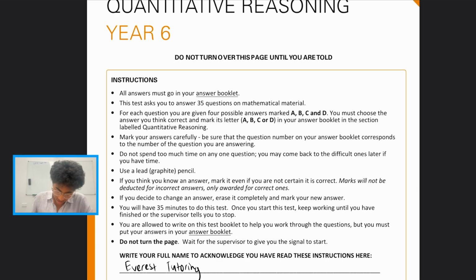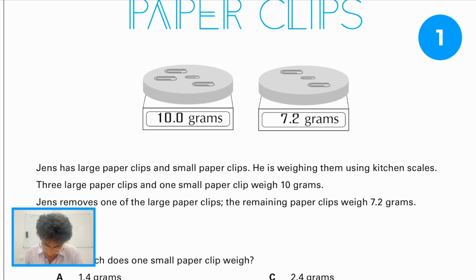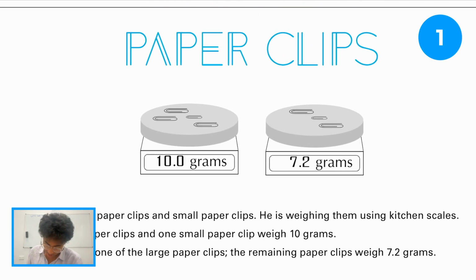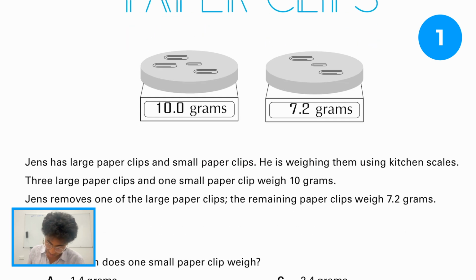All right, let's begin. So Jens has large paper clips and small paper clips. He is weighing them using kitchen scales. 3 large paper clips and 1 small paper clip weigh 10 grams. Jen removes one of the large paper clips. The remaining paper clips weigh 7.2 grams.